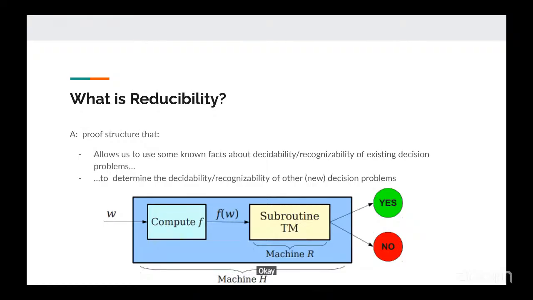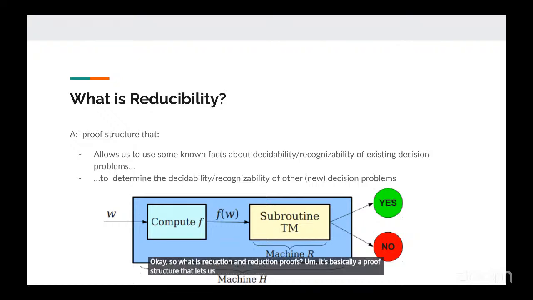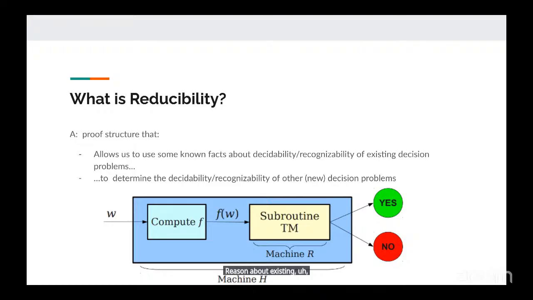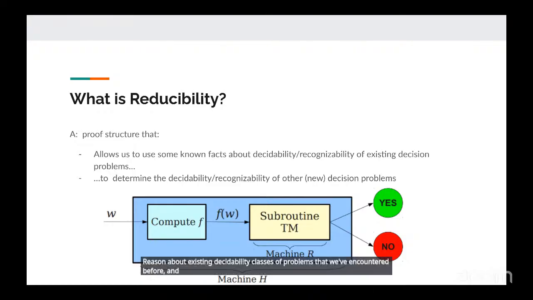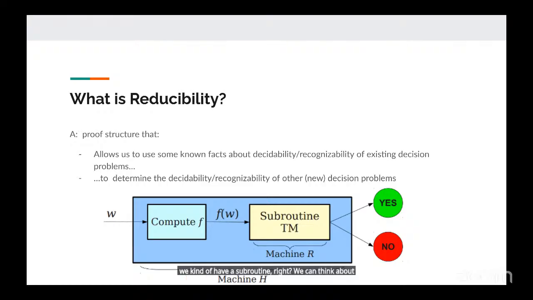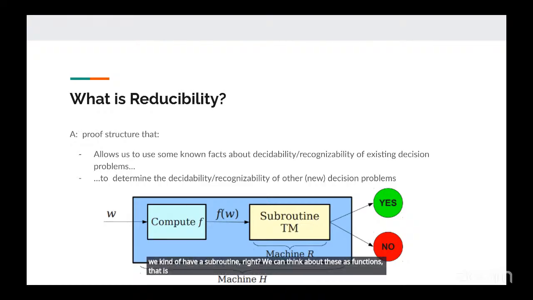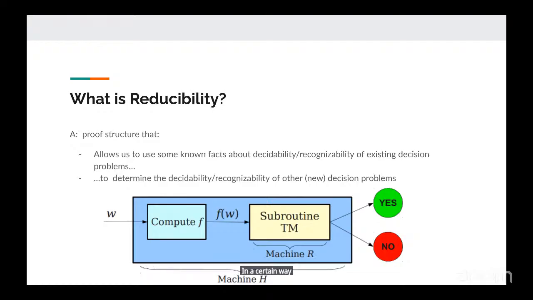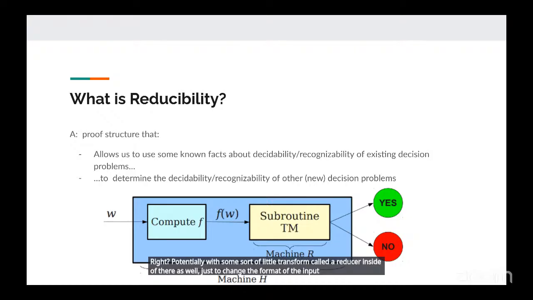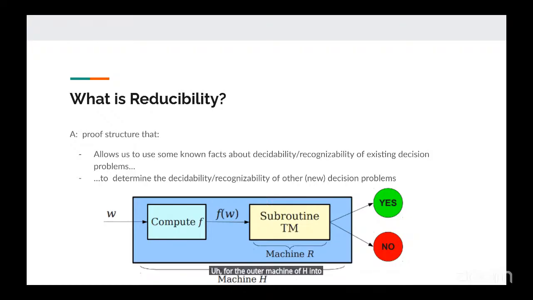Okay, so what is reduction and reduction proofs? It's basically a proof structure that lets us reason about existing decidability classes of problems that we've encountered before and extend that to new decision problems. So we effectively do something that looks like this. We have a subroutine, right? We can think about these as functions that solve some problem that we know is decidable or undecidable in a certain way. And we use that to build an outer machine, potentially with some little transform called the reducer inside as well, just to change the format of the input for the outer machine H into the input required for the inner machine R.